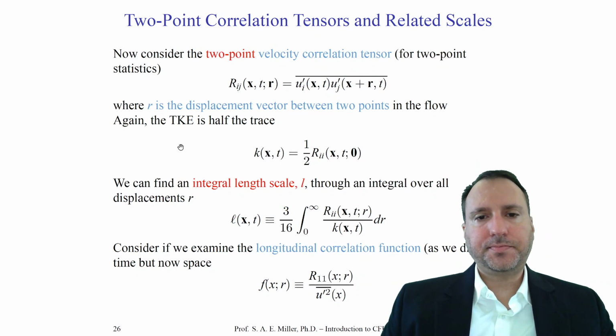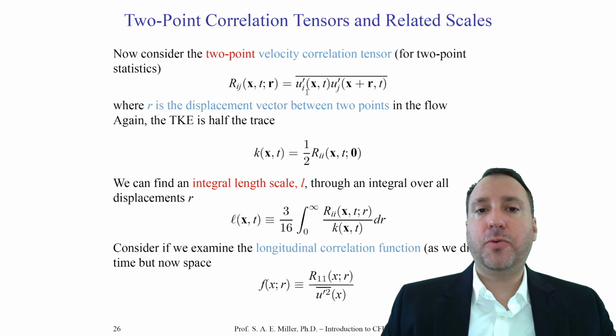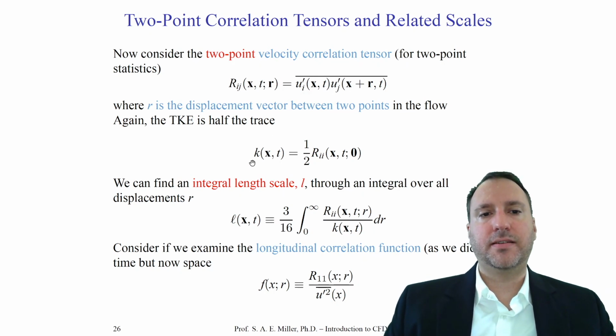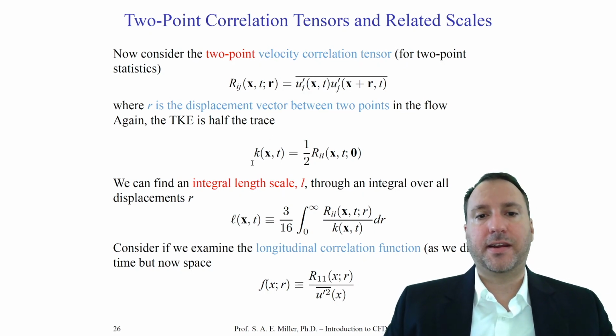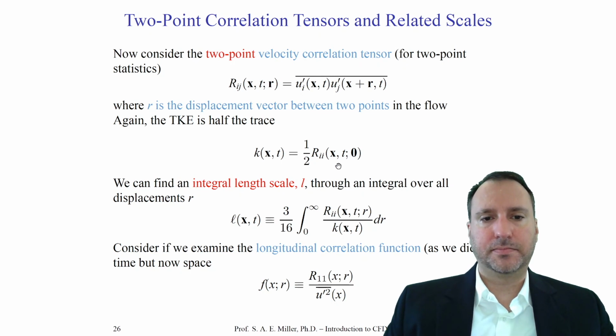Now, once again, if we take the trace of the two-point velocity correlation, we once again get, happily, the turbulent kinetic energy at a point x and t. That is, if we take the trace of Rij, once again, and set time to 0. Amazing.